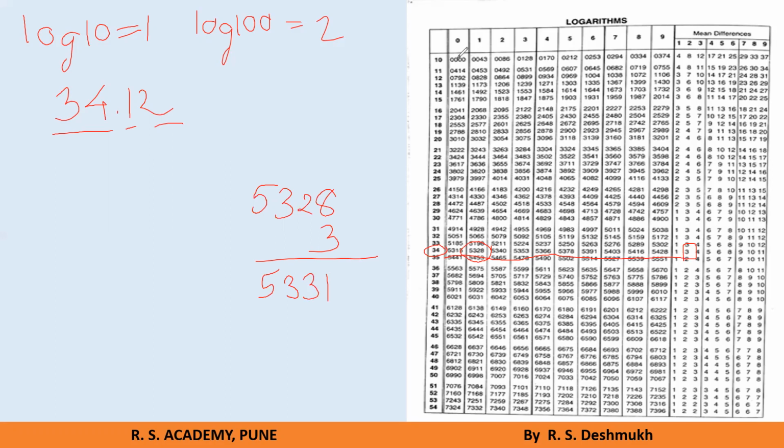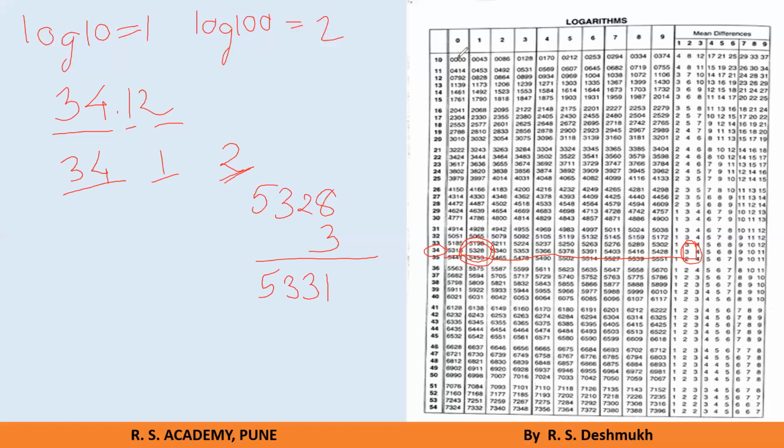So how am I obtaining these values? I repeat once again, just see, I make three parts: 34, 1 and 2. I first go to 34 in the main column. Thereafter I come to the difference, that is for 1. So I obtain the value 5328, and thereafter, in the same row, if I continue, I will get the mean difference, which you can see is 3. So 5328 plus 3 becomes 5331.